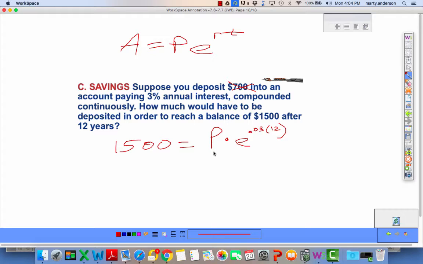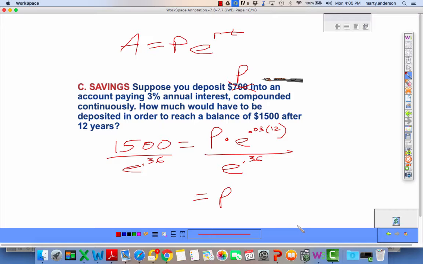So we can do 12 times 0.03, which is 0.36. So I can divide by e to the 0.36. My calculator will do 1,500 divided by e to the 0.36. So we're looking for P dollars here.